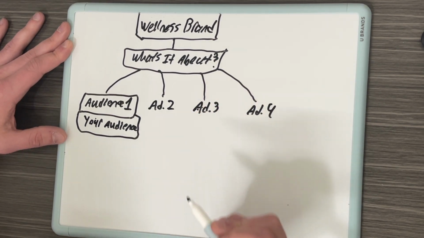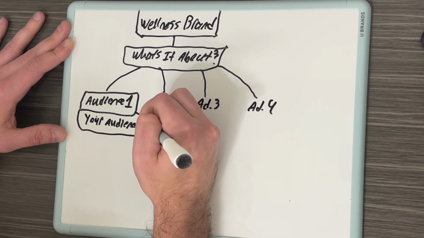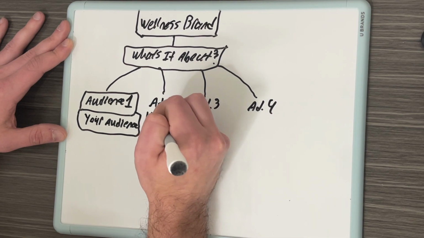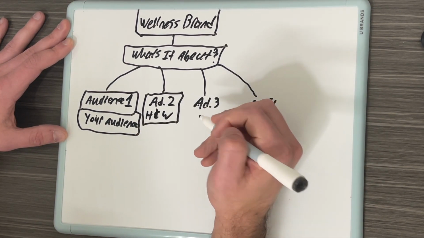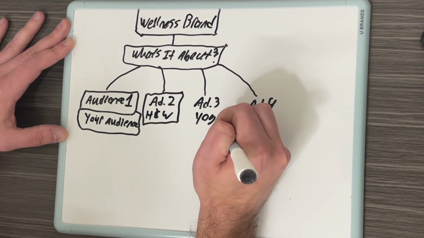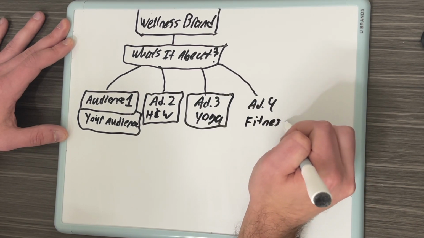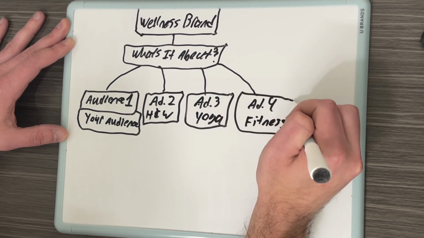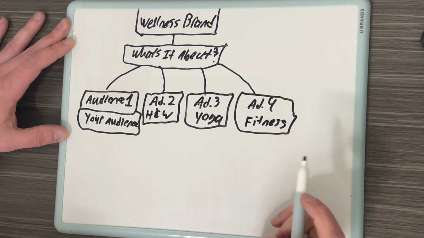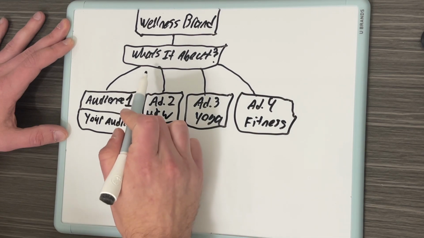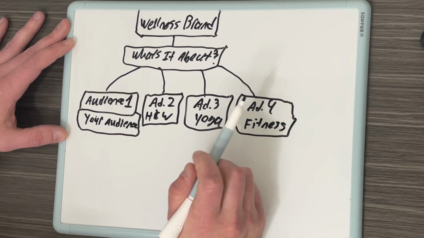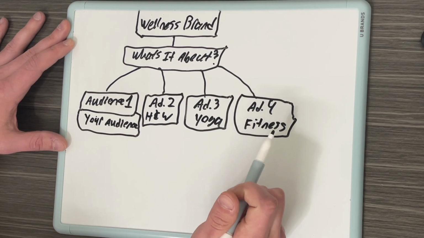Audience 2 might be interested in, we'll say, health and wellness. Audience 3 might be interested in, we'll say, yoga. And audience 4, we'll say, is interested in fitness. Now, this is going to be done through a lot of different audiences, more than just 4 normally. And what it's going to do is it's going to push content to each one of these and test how it performs with that audience.